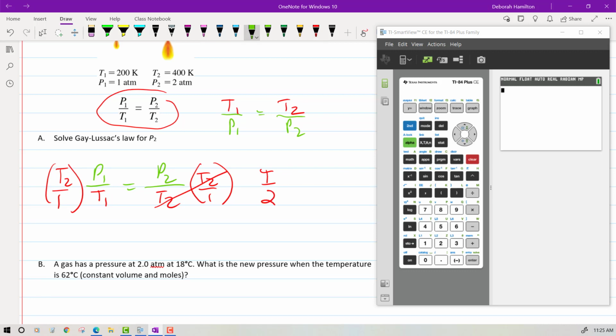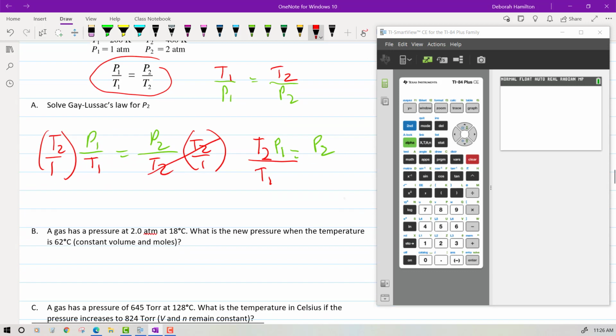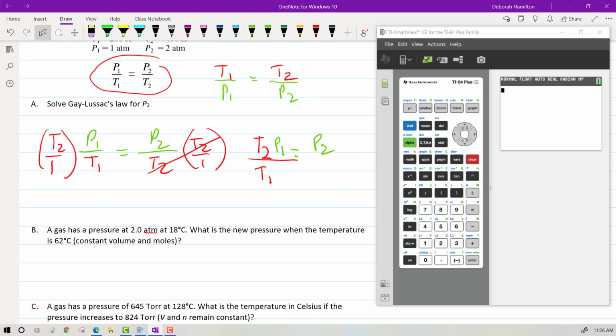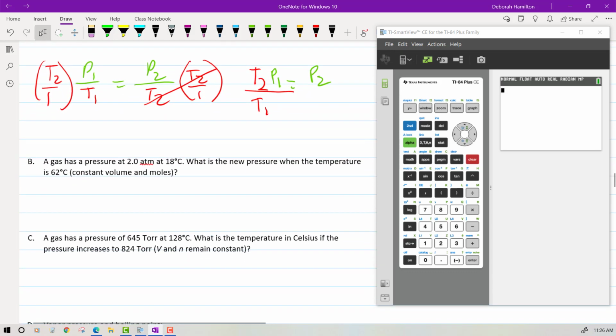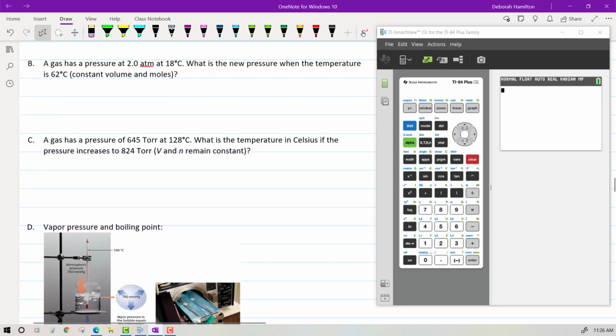So our final formula is T2 times P1 is going to equal P2, and we need to get our T1 term on the bottom, T1. We've basically just moved the T2 to the numerator position on the other side, which is fine. And again, you don't need to memorize formulas. If you know your ideal gas law, then you can clear terms and get the working formula for any problem that you need to solve.